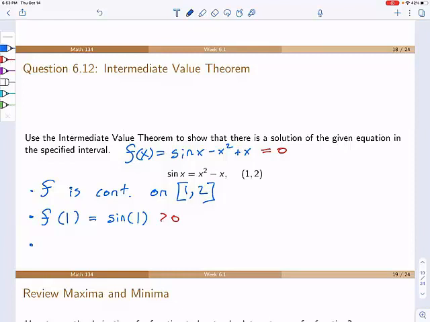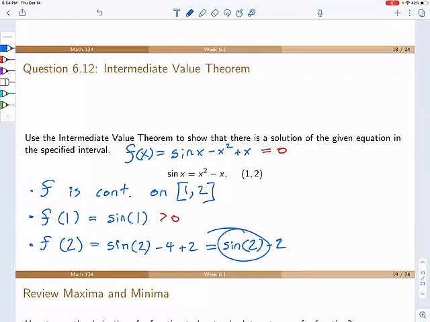Okay, so next I will plug in 2. So if I plug in f of 2, I get sine of 2, and then minus 4, 2 squared, and then plus 2. So all of this equals sine evaluated at 2 minus 2. Okay, and again, I don't know exactly what sine of 2 equals, but I do know that as large as sine can possibly get is 1. So no matter what, even if sine is at its largest value, this expression that I just wrote down is negative because I'm subtracting 2.